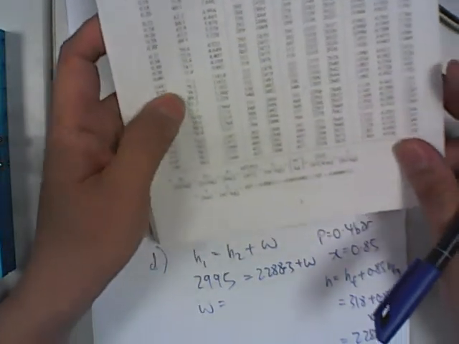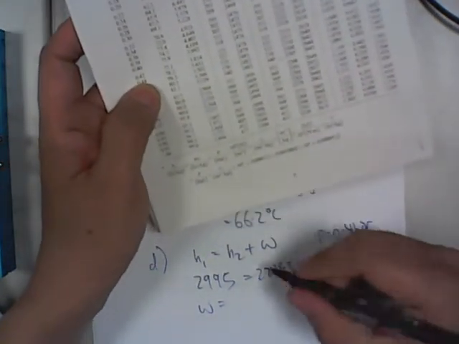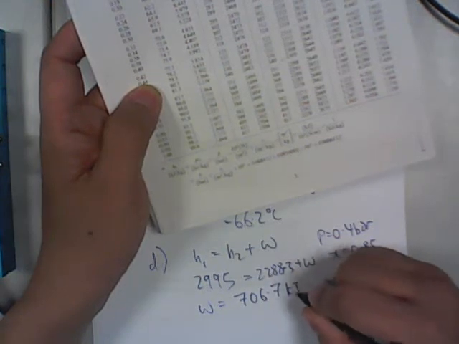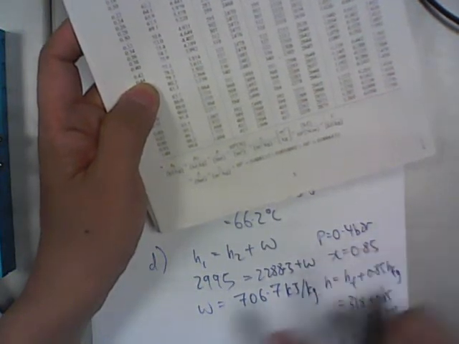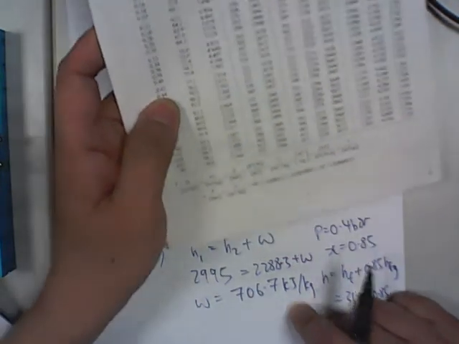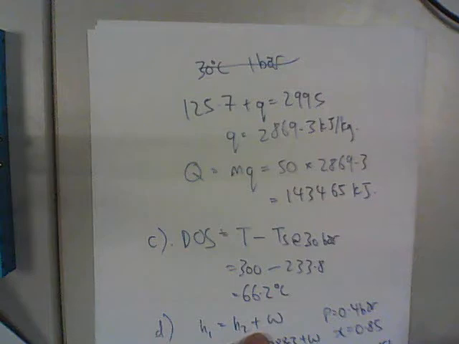Okay, so you just put this as H2 here, 2288.3 plus W. So straight away you can see the W is a positive number because in the turbine the fluid is doing the work. Okay, so this will give you 706.7 kilojoule per kilogram. This is specific work done per kilogram. Okay, but what about part E?